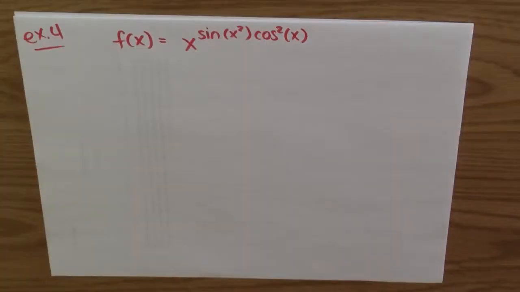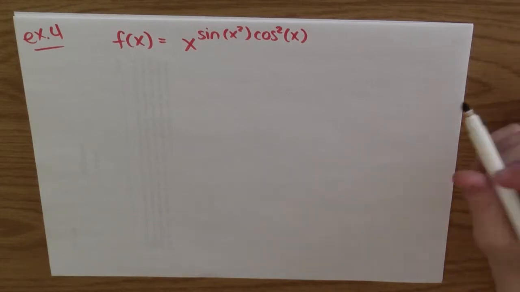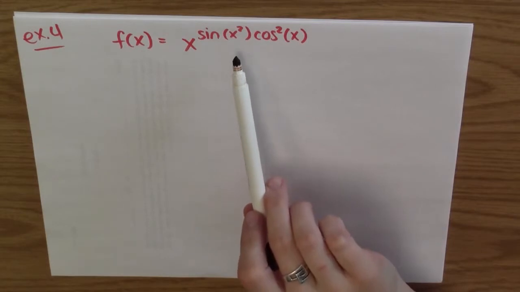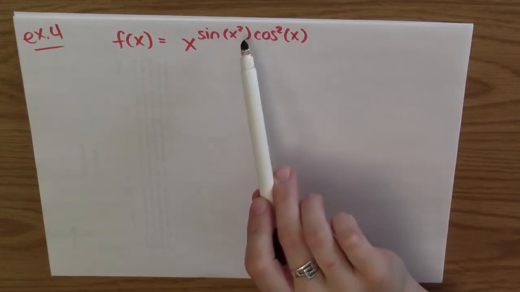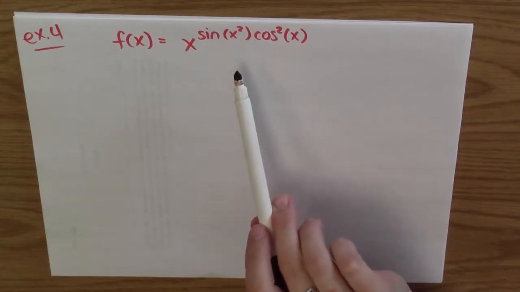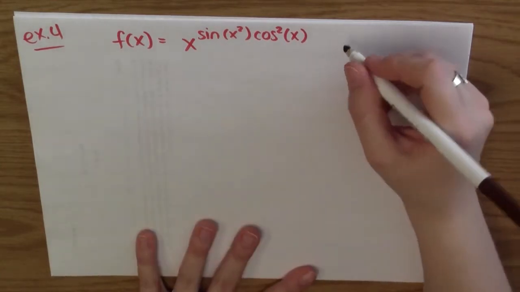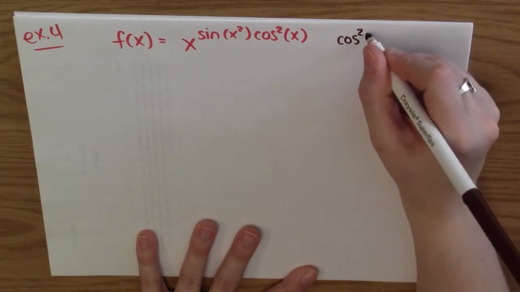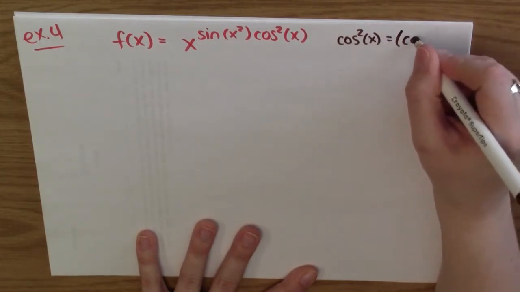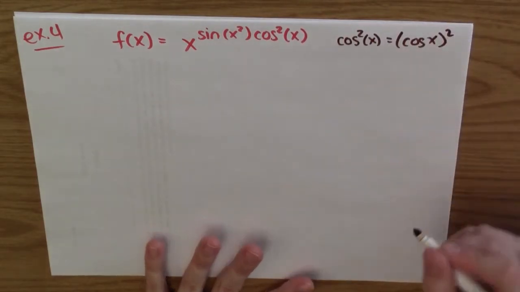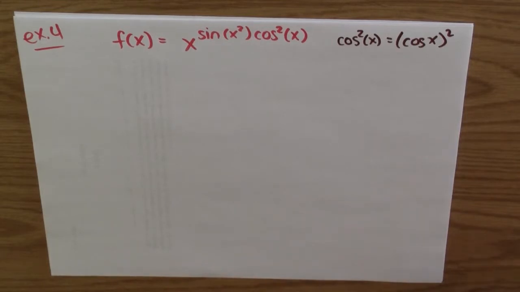For our last example, let's consider the function f of x is equal to x to the power sine x squared times cosine squared of x. The first thing to notice is that these two functions are very different. Here, the squaring is happening on the x variable inside the sine, and here the squaring is happening on all of the cosine of x. So remember that cosine squared of x is the same thing as cosine x all squared. All right, so let's take the derivative of this function.